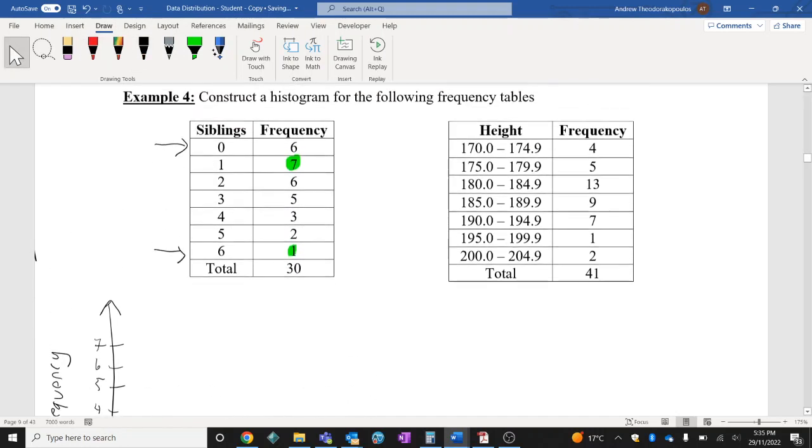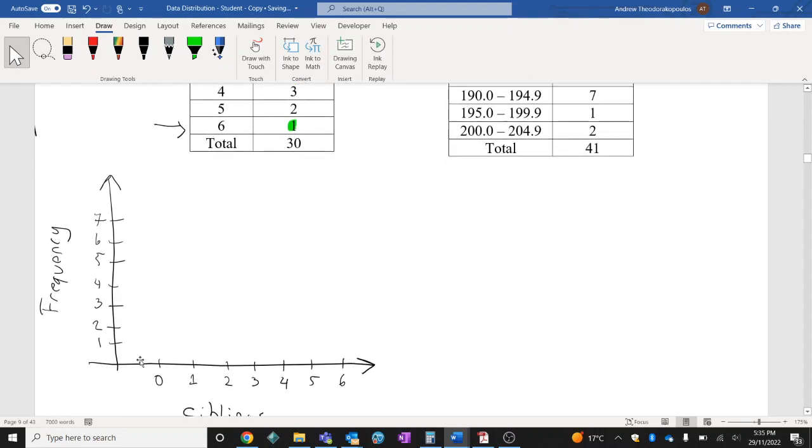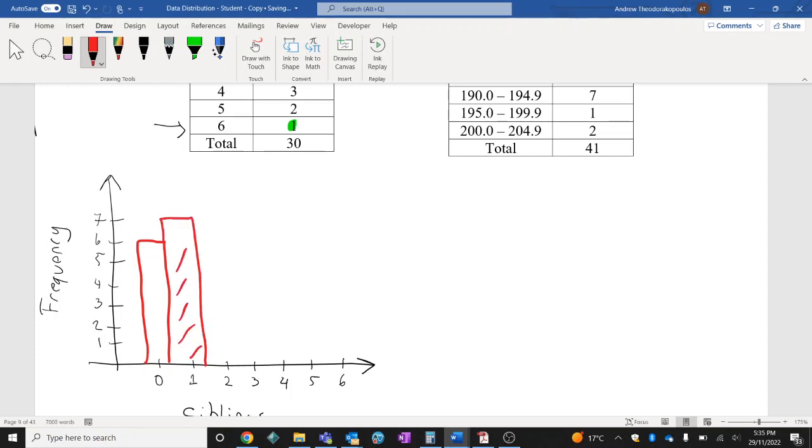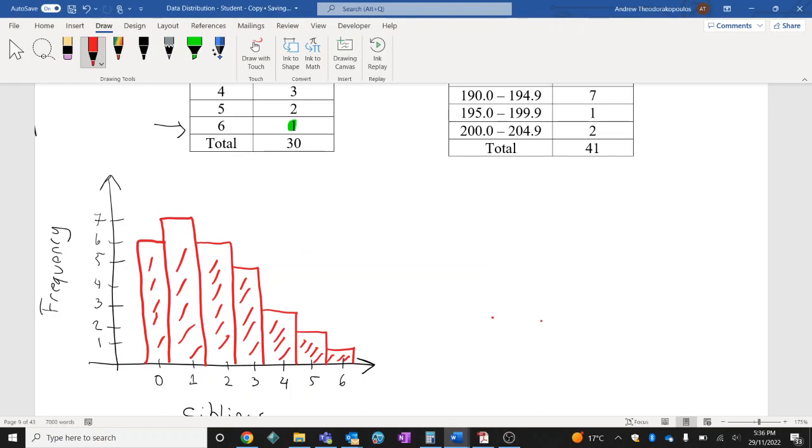How many of these people have 0 siblings? 6. Okay, so straight away, I'm going to do almost like a bar chart straight up to 6. Now, the only difference is that they connect. They don't have any gaps. For one sibling, it goes all the way up to 7. So I'm just going to go straight up from here and go down, and then just keep going until you finish off. And it should look something like this.